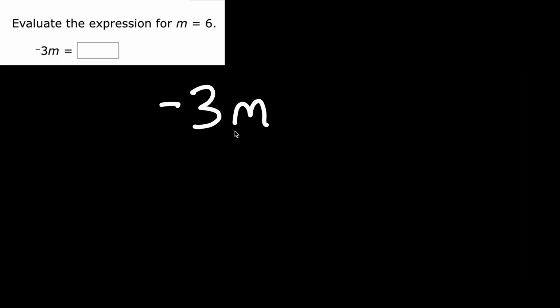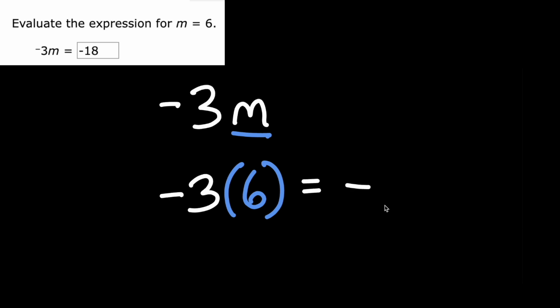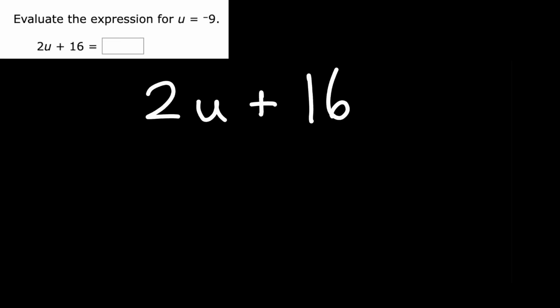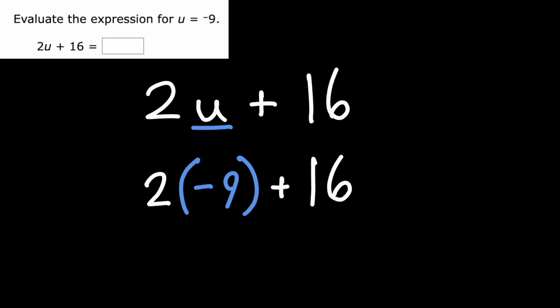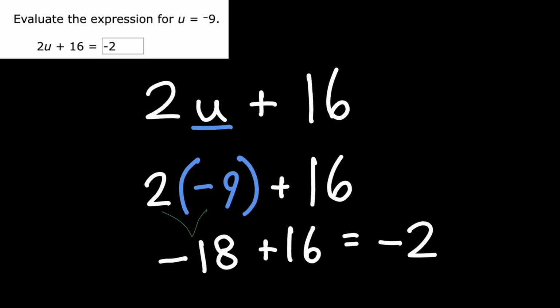Alright, first we need to evaluate the expression for m equals 6. So essentially wherever we see an m in our expression, we should substitute with a 6 in parentheses. So we have -3 times 6, which is -18. Next we have to substitute -9 for u. That leaves us with 2 times -9 plus 16. And 2 times -9 is -18, and -18 plus 16 is -2.